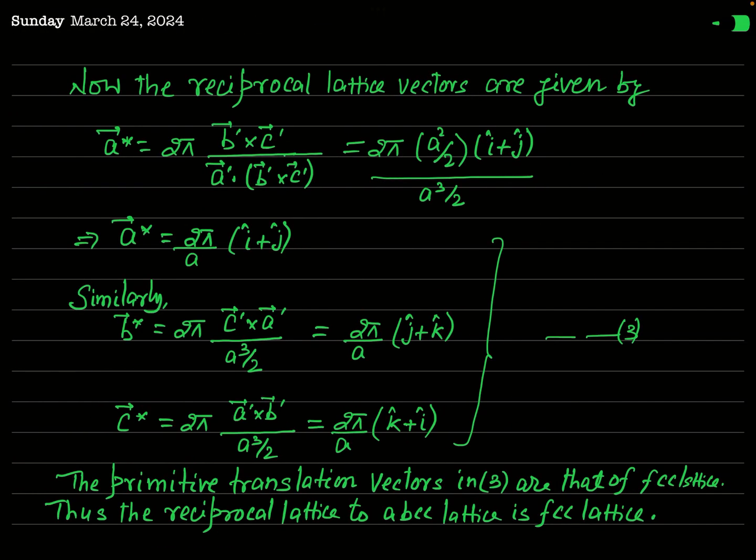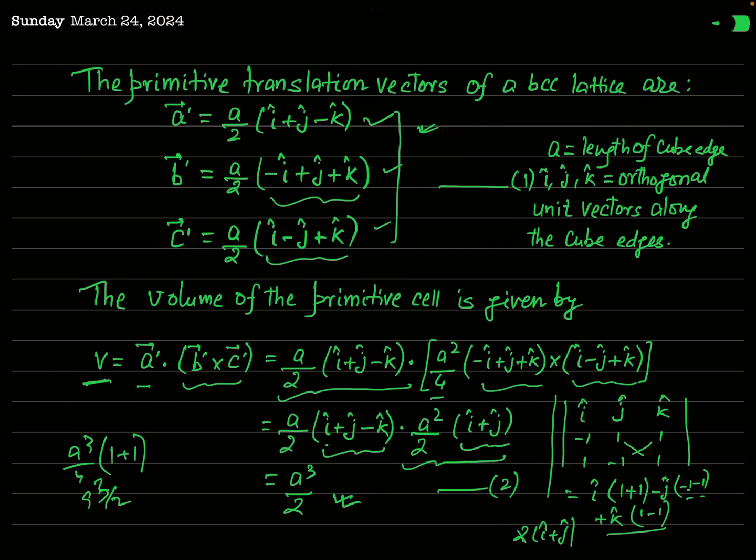So according to definition, we can write a star is equal to 2 pi times b dashed cross c dashed over a dashed dot b dashed cross c dashed. Okay. But you have seen that this denominator, which represents the volume of the unit cell, is a cube by 2. So at the place of this volume, I have written a cube divided by 2. Okay. And 2 pi. Now b cross c, actually I have obtained here, you can see this is the b prime cross c prime.